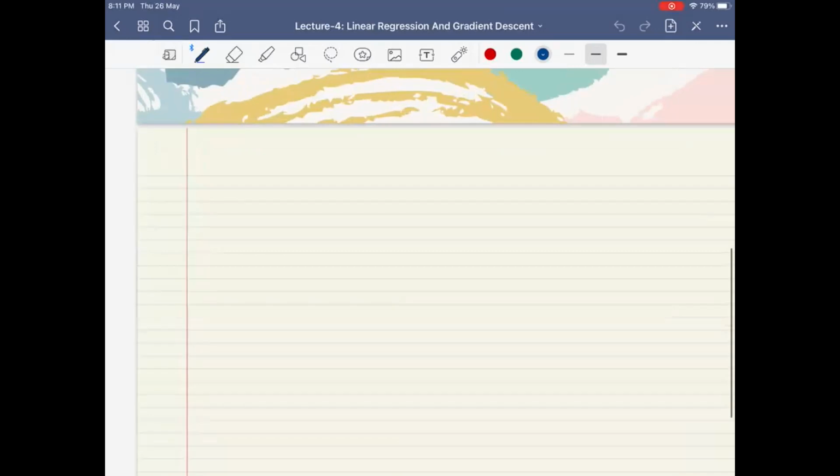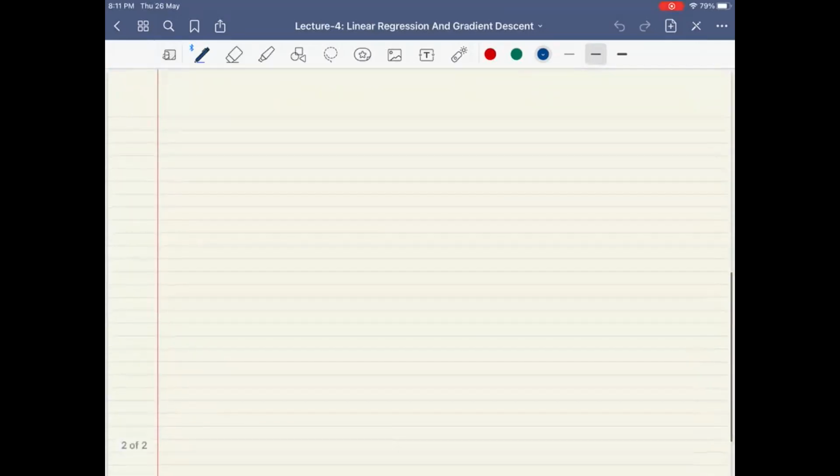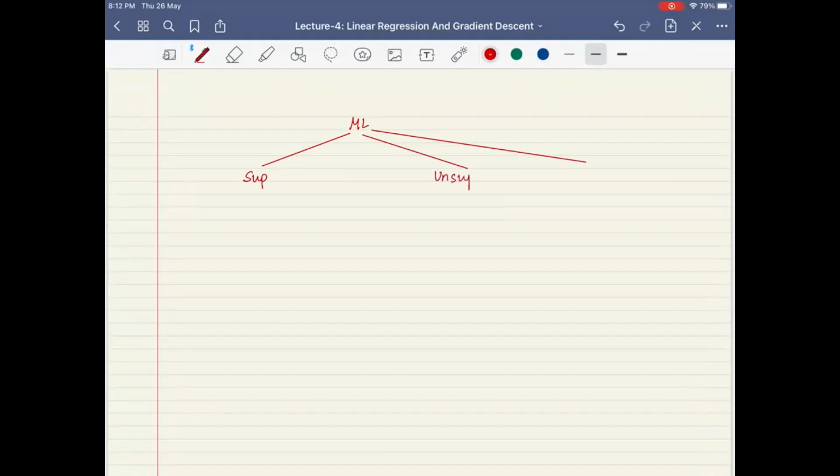So let's again first draw the diagram. Our classification that we have been seeing for I think 2-3 days now. So we saw that machine learning can be divided into three parts, right? So first is supervised, unsupervised, and reinforcement learning, right?